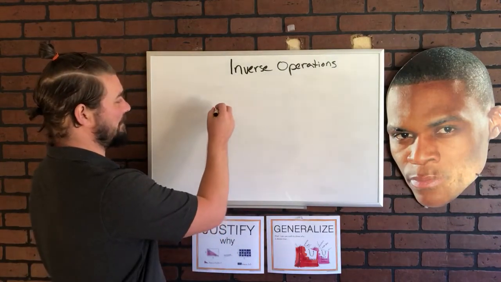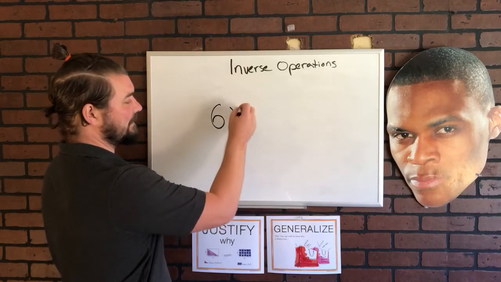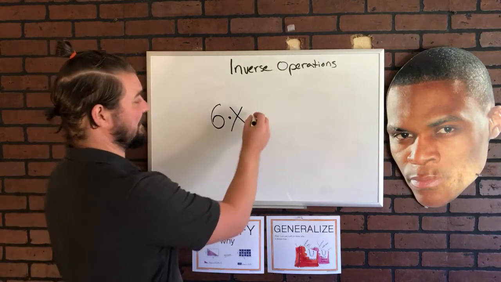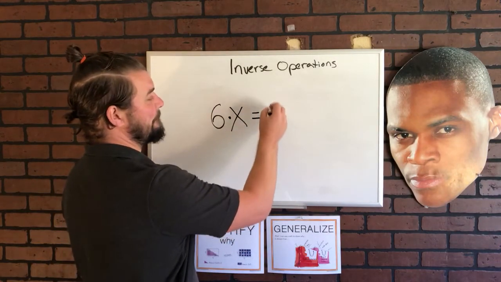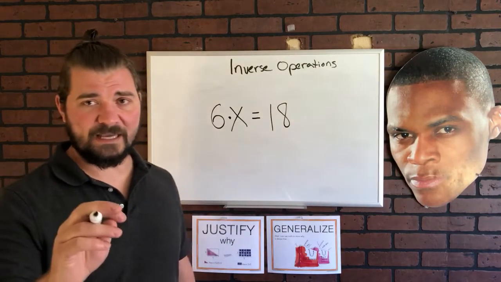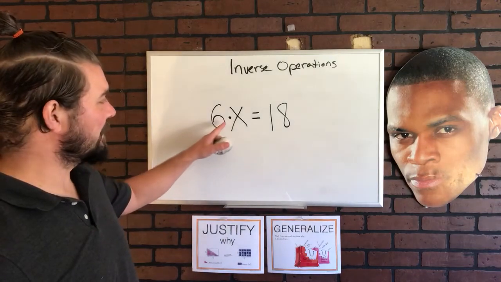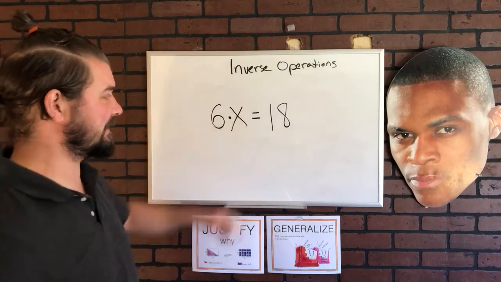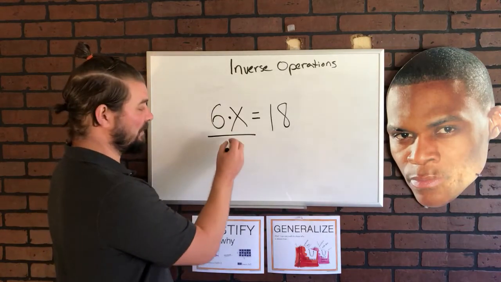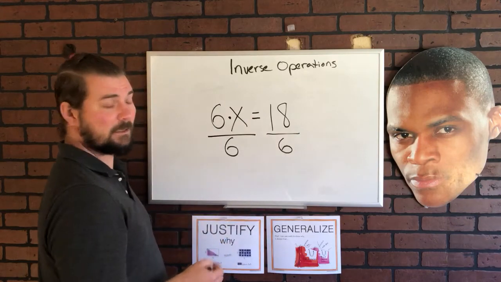Let's get a problem here, and I'm going to say, let's go with 6x. I want you to get used to solving for that x. 6x equals 18. Okay, don't get the answer by just guessing. What is the inverse operation? Well, 6 times x equals 18. I would want to divide by my coefficient on both sides.